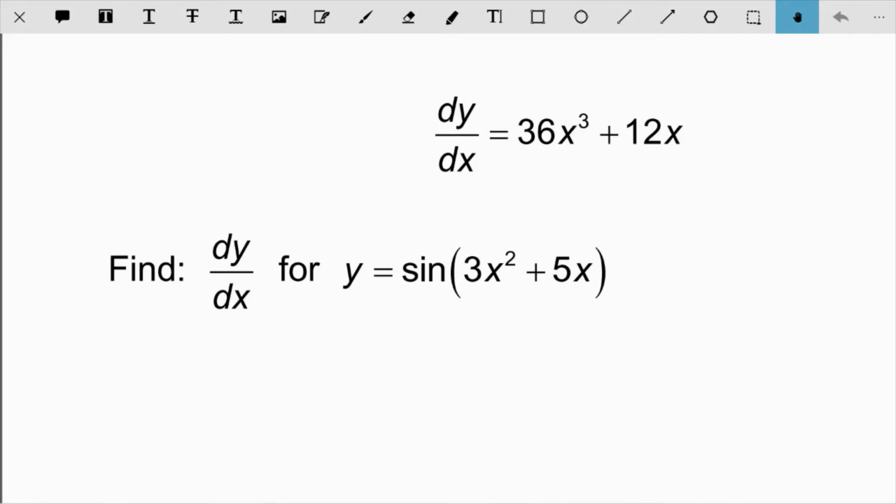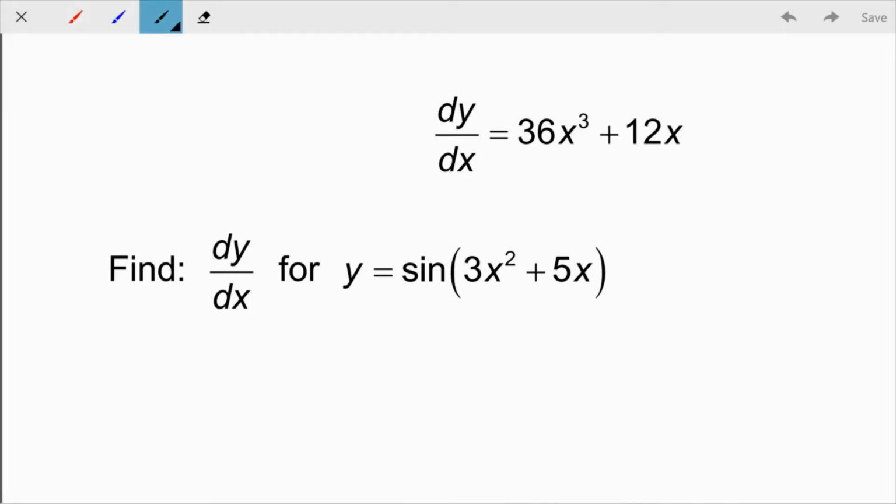Now, rather than writing out everything with the u and going through that whole process this time, I want to show you this in the streamlined version. We're still going to think of this in the same way. We have an outside function and an inside function. The outside function would be the sine. The inside function would be the 3x squared plus 5x.